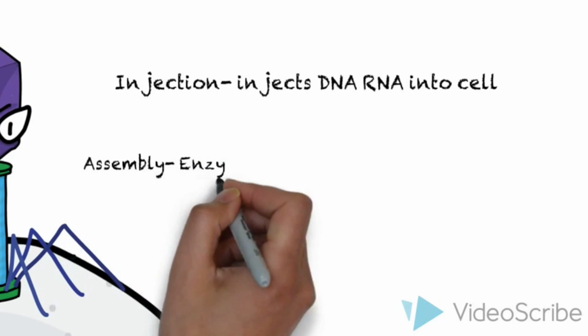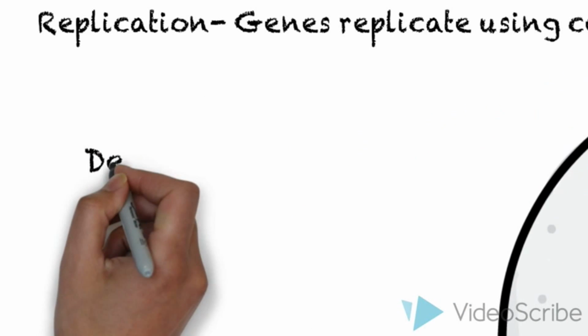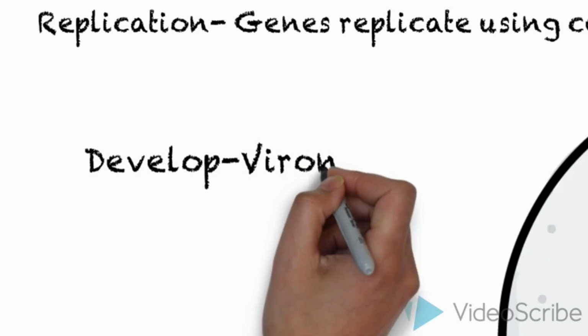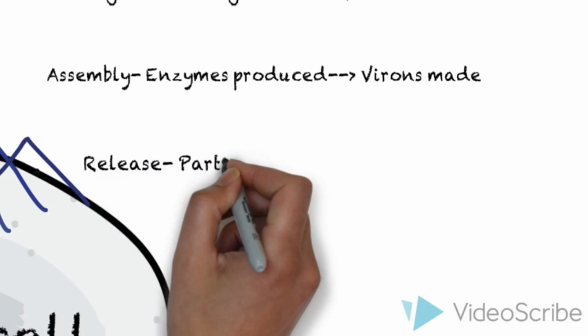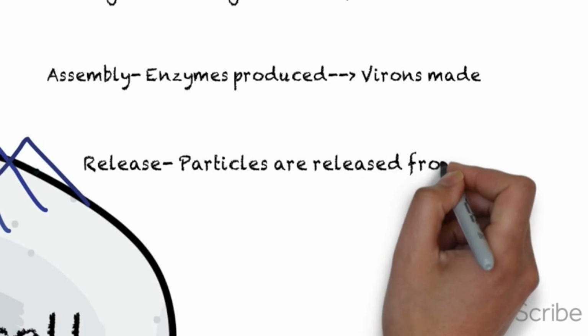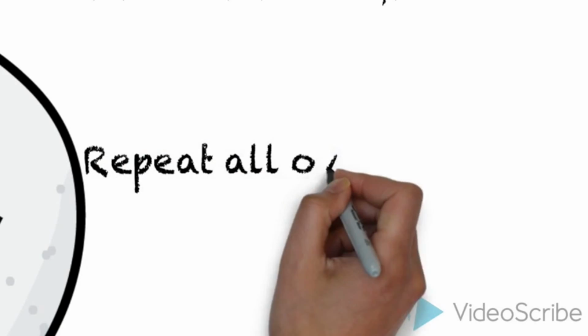Fourth, assembly. They make enzymes made for virions. Fifth, develop. The virions are made. And finally, the fully complete viruses are released from the host cell. And the process repeats.